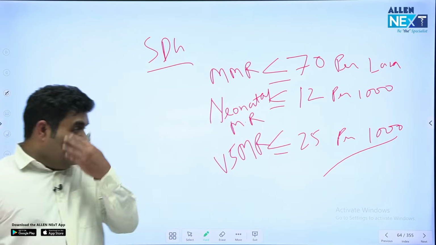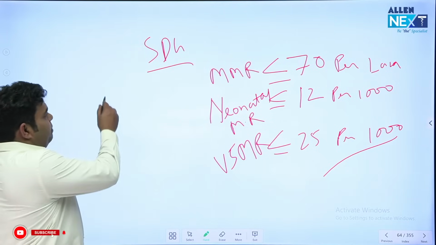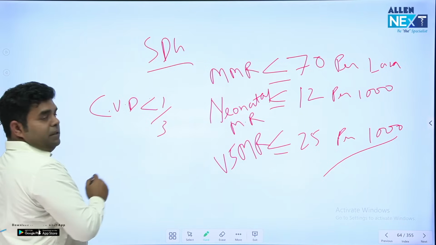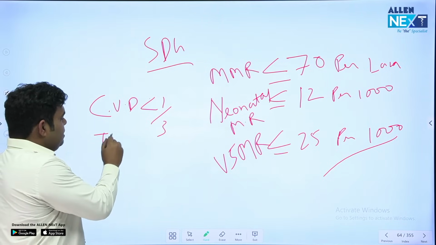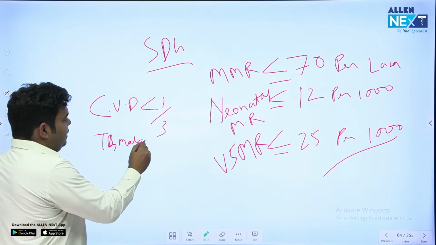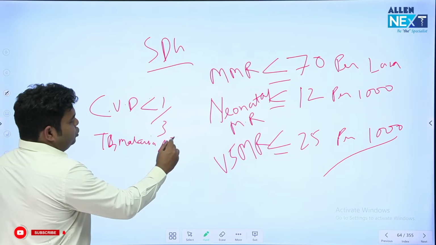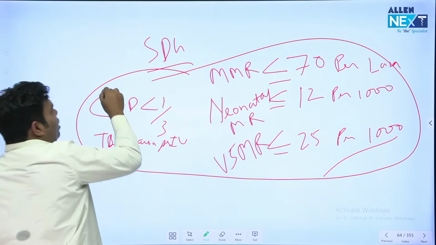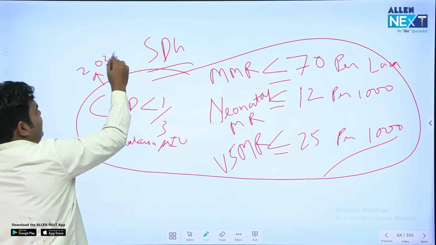Apart from that, premature cardiovascular death should be reduced by 1/3, and TB, malaria, HIV all should be eliminated. This was the target for 2030.